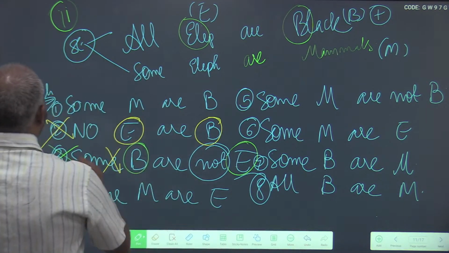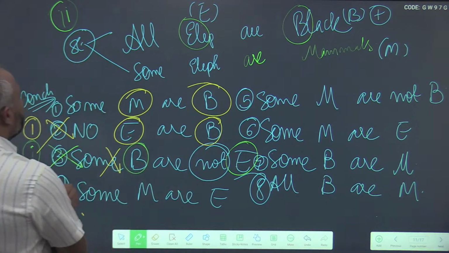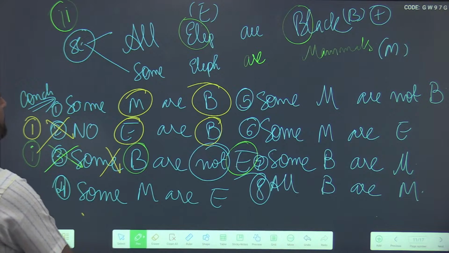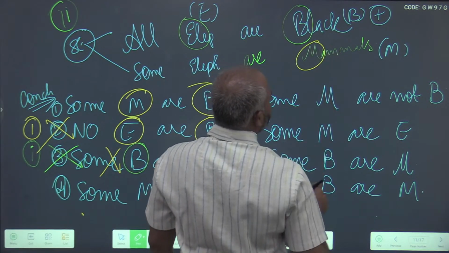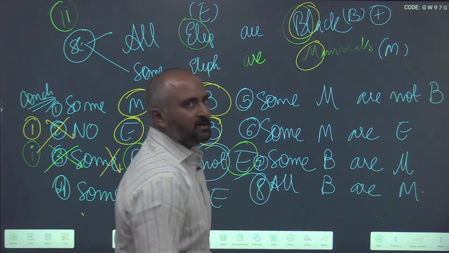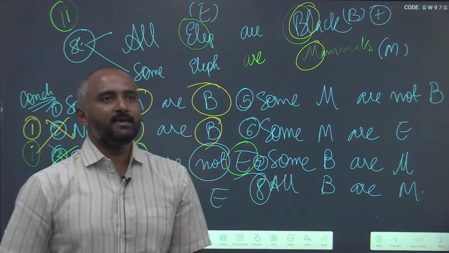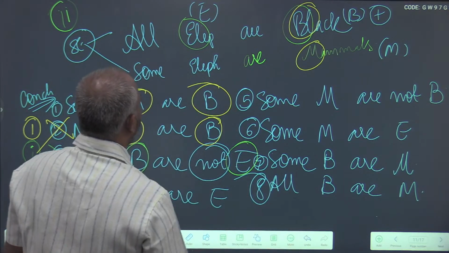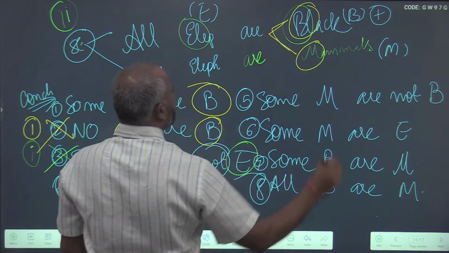Now let us tackle this. I need a relationship between M and B. M is there in the second statement. B is there in the first statement. M is there in the second statement and B is there in the first statement. So I need to form a connection between first and second.